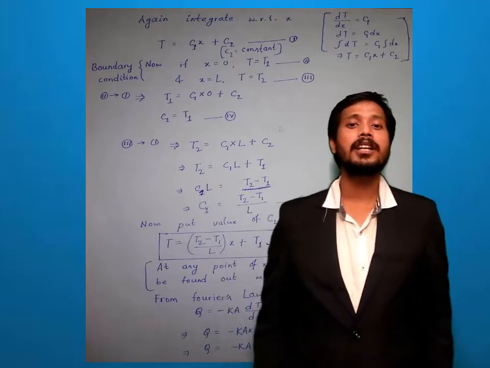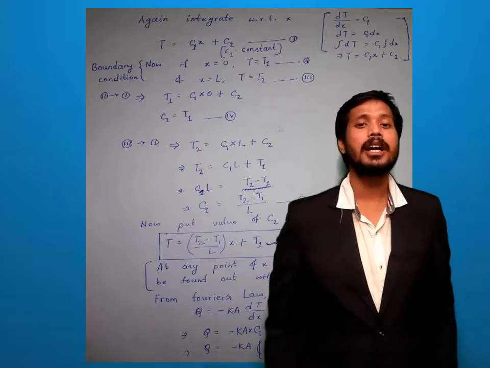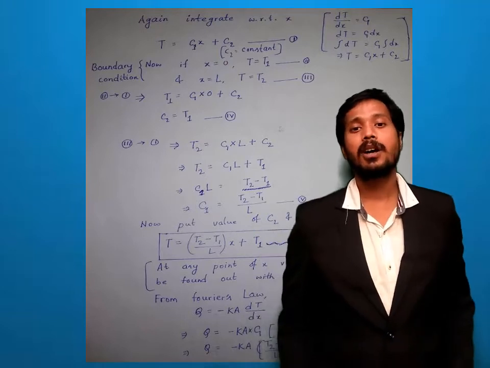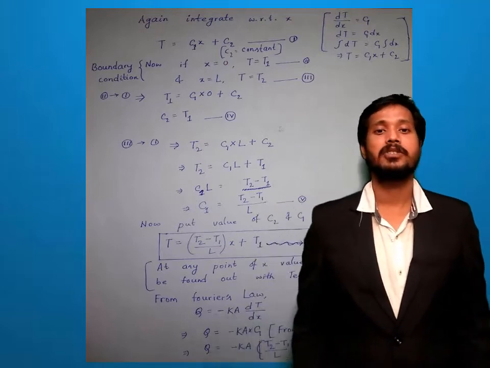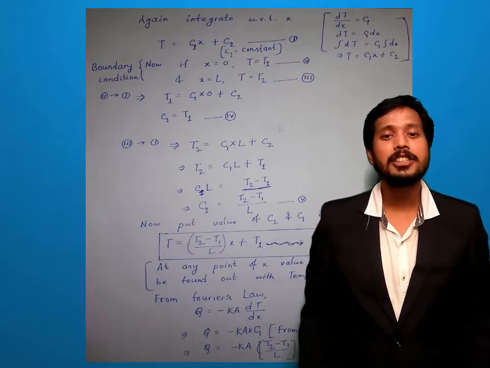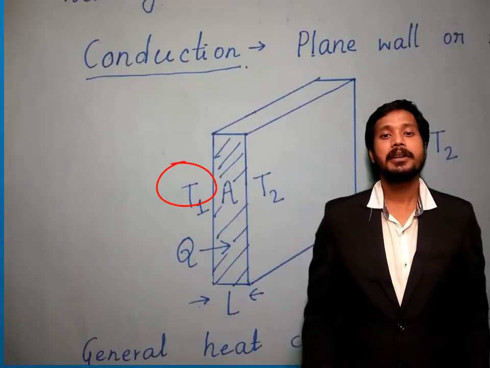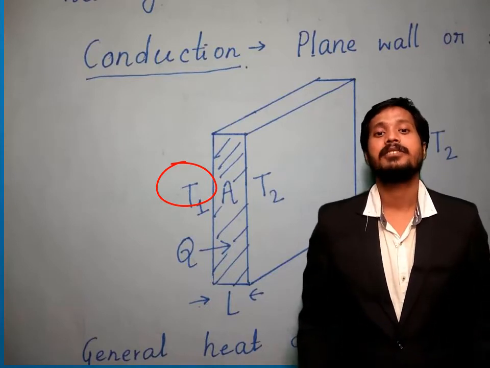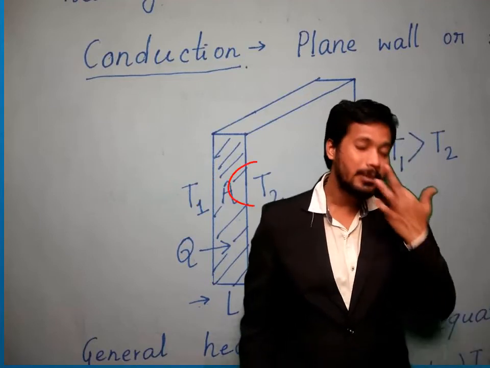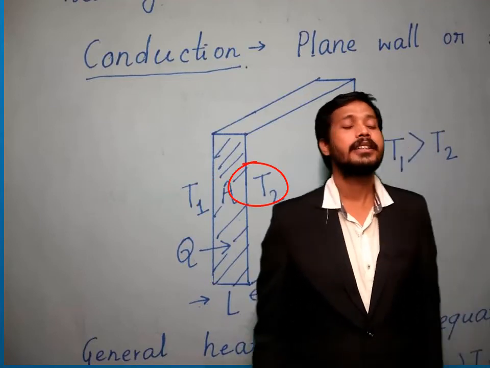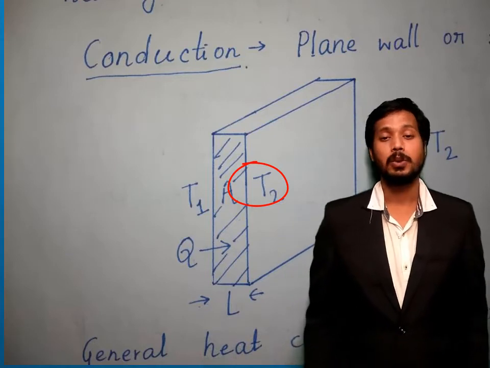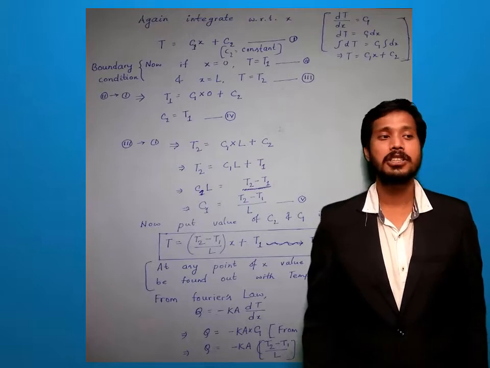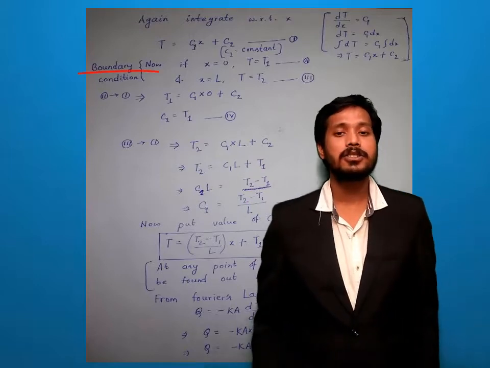Now we have C1 and C2, both are constants. These are totally not known to us, so we have to find out the values of C1 and C2. Now how do you find it? We need boundary conditions. Now what are these boundary conditions? Here you can see, if the value of x is 0, then the value of temperature T is T1. Similarly, if the value of x is L, then the value of temperature is T2. So these two are my boundary conditions. That's why it's written x equals 0, T equals T1, and x equals L, T equals T2.